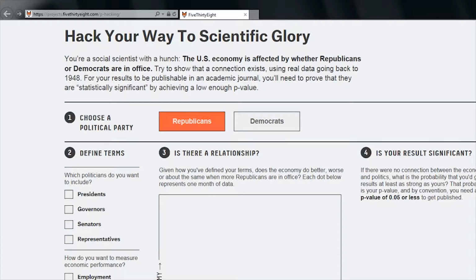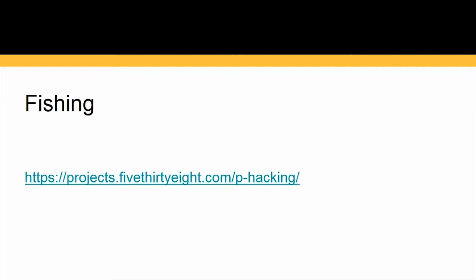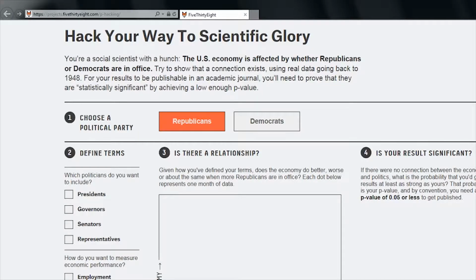Now, in the US, they have two major political parties, the Republicans and the Democrats. We are now social scientists, and we want to know if the US economy is affected by whether Republicans or Democrats have the power. Now, this is real data going back to 1948. Of course, we want the p-value right there on the right to be less than 0.05.